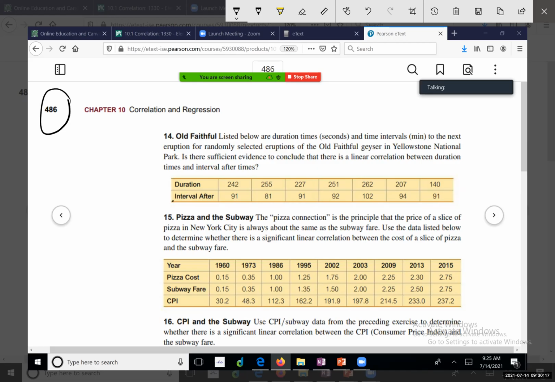So we start with the null hypothesis and the alternative hypothesis. So null is rho equal to 0, which means no correlation. And then the alternative is rho not equal to 0, which means there is a correlation.